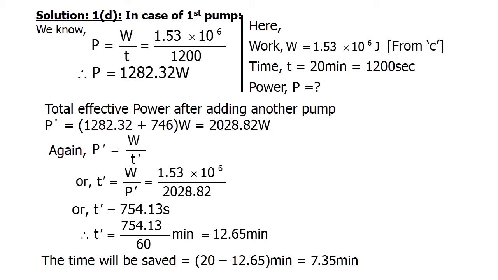The time is in minute units, so we have to convert minutes to seconds by multiplying by 60, and we will get 1200 seconds. So we have W and t, and we will choose the formula power P equals W by t. After calculation we can write the power P equals 1282.32 watt.